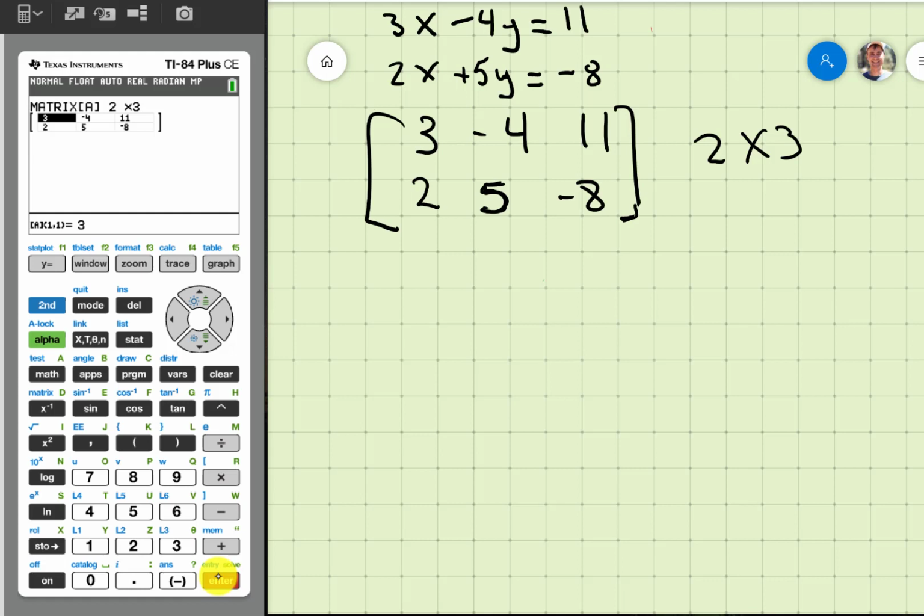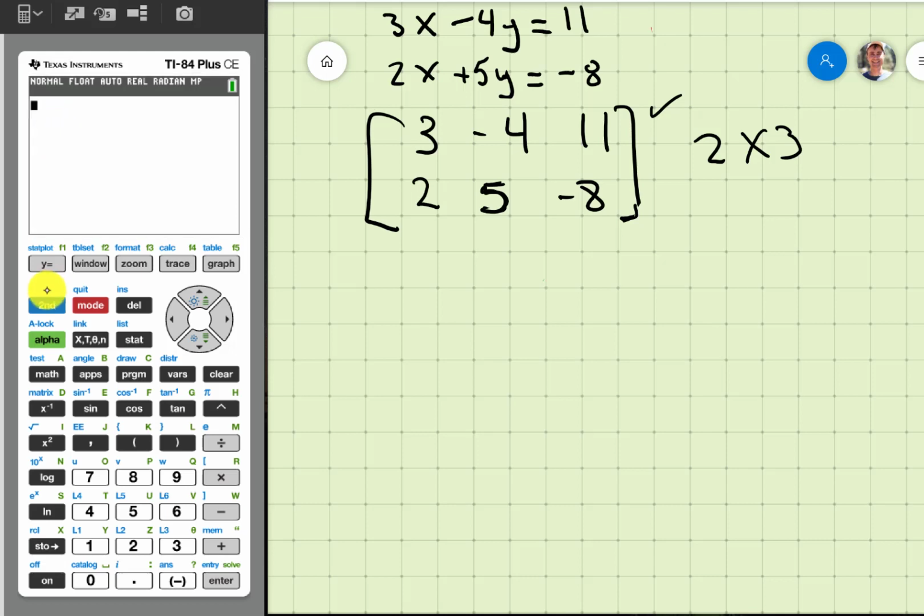Now that we're done editing this matrix, we're going to quit this edit menu and go back to the home screen. The way we do that is right here where it says quit. We're going to have to do the second command and hit the mode button. That quits editing, and we're back to this screen here, which is the home screen. And on the home screen, we're going to put in a calculation.